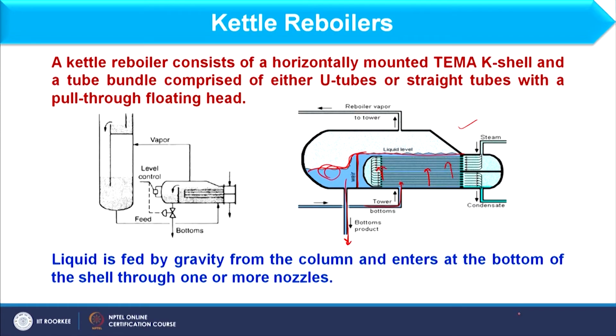So, here you should consider some different construction as well as operation. Now, as far as movement of liquid from the bottom of the distillation column to the reboiler is concerned, it is only because of gravity. Liquid is fed by gravity from the column and enters at the bottom of the shell through one or more nozzles. In this way circulation takes place in the reboiler, but feed is liquid and product is vapor, not a vapor-liquid mixture. And the product of the distillation column we collect from the reboiler, not the distillation column. If you remember the condenser, the product from the top is collected from the condenser, not the distillation column directly.